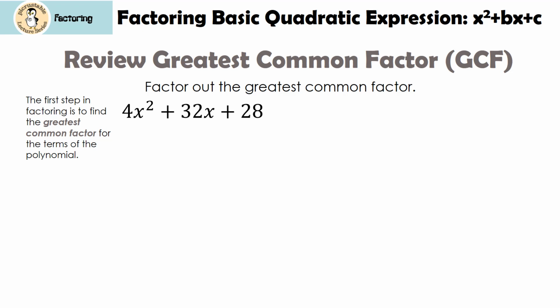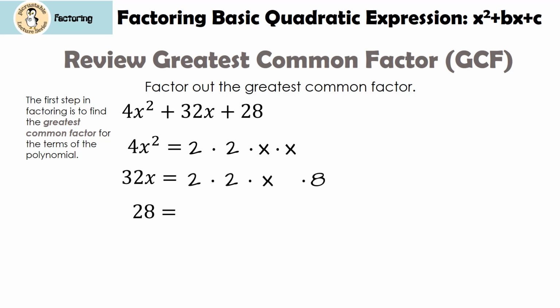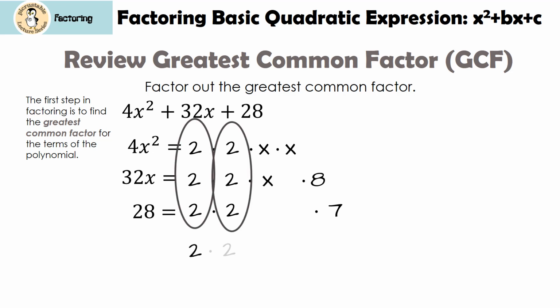Let's factor out the greatest common factor. The first thing that we're going to do is look at each term. 4x squared is 2 times 2 times x times x. 32x is 2 times 2 times x times 8. And 28 is 2 times 2 times 7. Now you're going to notice that I put common factors on top of each other. That makes it really easy to see what our greatest common factor is. And for this one, it's 4.